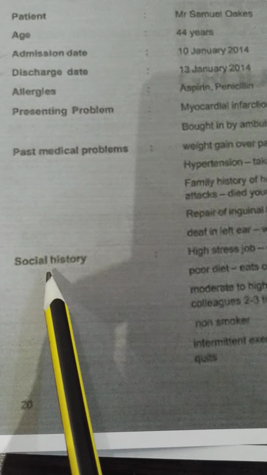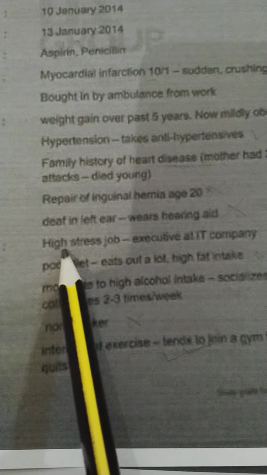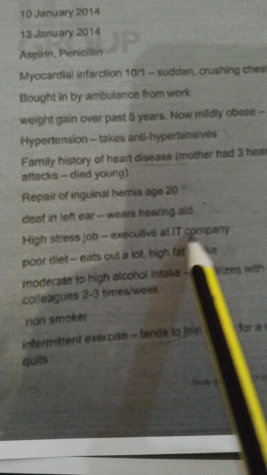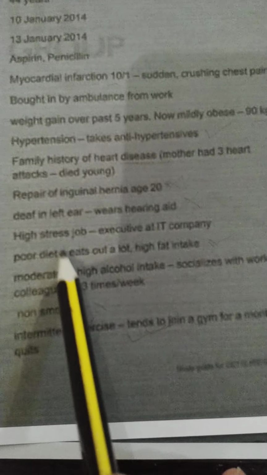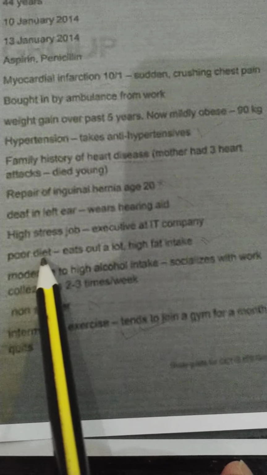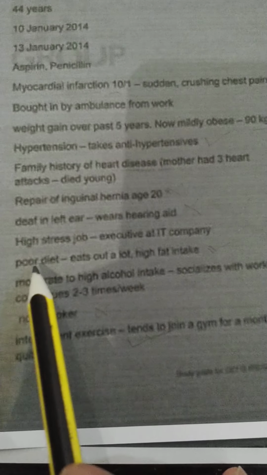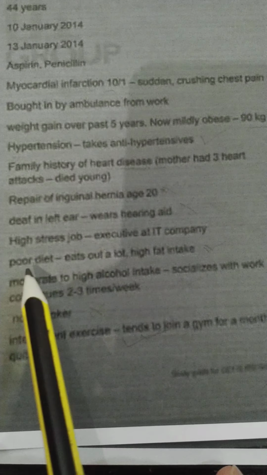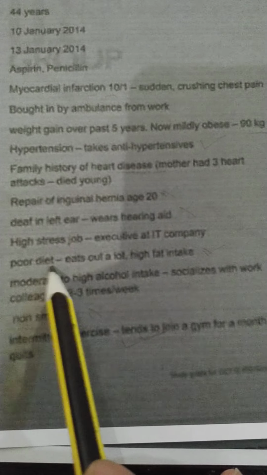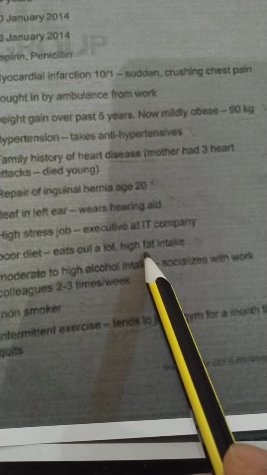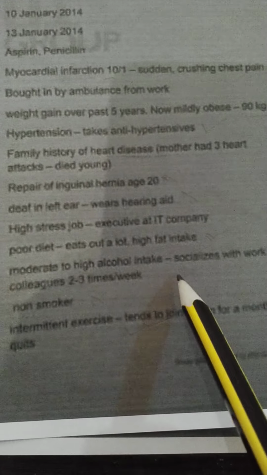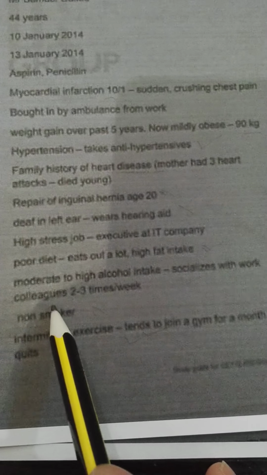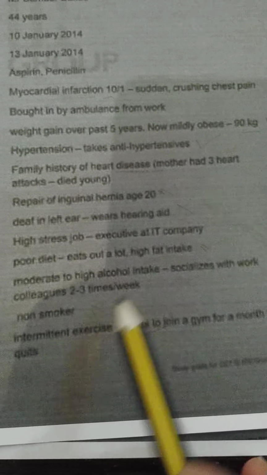Then it is mentioned under social history. He has a high stress job, executive at an IT company. As you know, due to high stress, he doesn't have time to eat healthy foods. That's why it's mentioned he has a poor diet. He always takes food from outside, with high fat intake. Then moderate to high alcohol intake. Socializes with work colleagues 2 to 3 times per week.